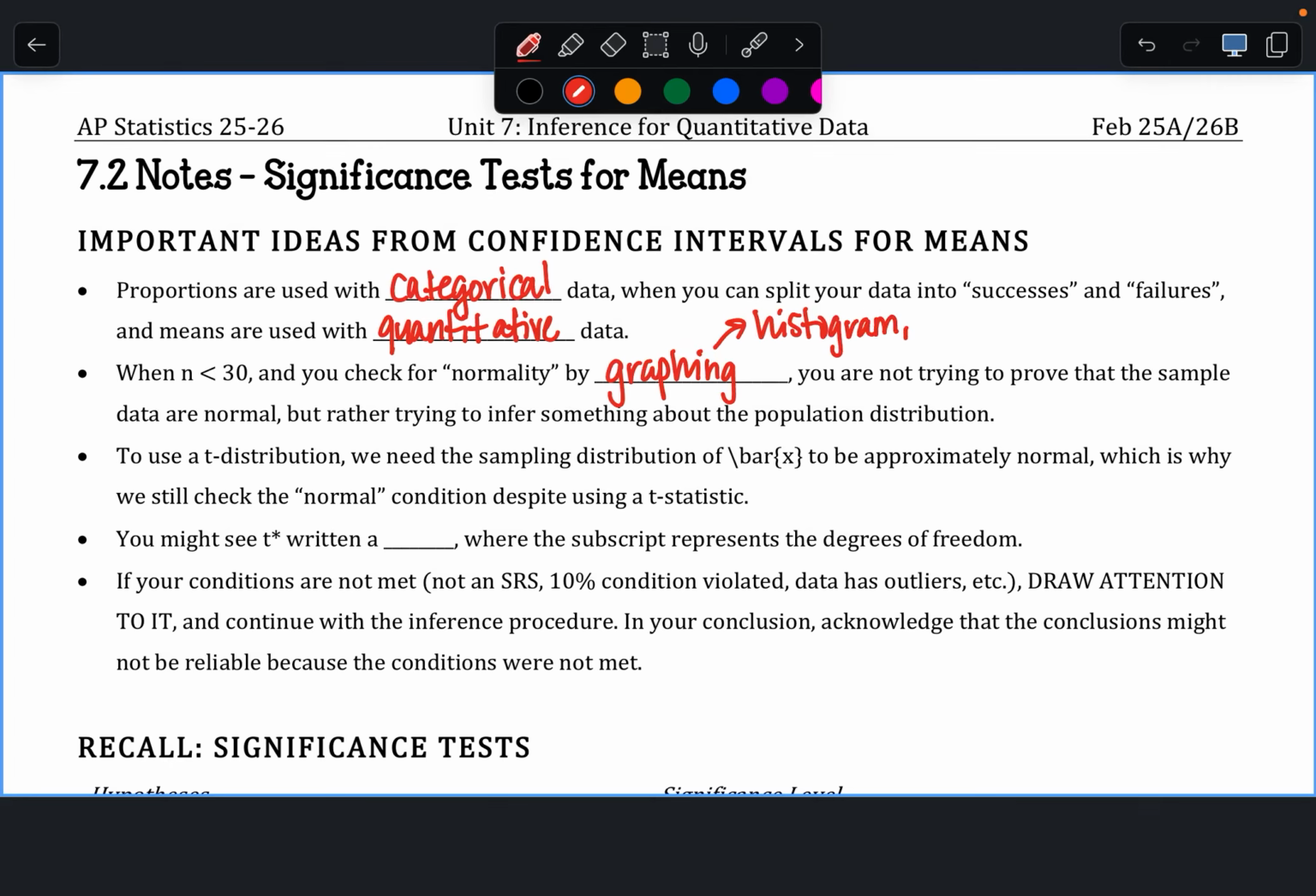You could also still do a dot plot, a stem plot. In most cases on the AP FRQs, they are not going to make you graph. So usually, like what you're going to see today, they are going to provide you with a graph, and you just have to comment on, does it have skew? Does it have any outliers? If it doesn't, great, we move on.